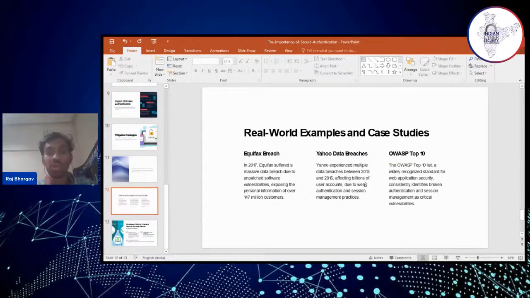As I told you, let's look at what happened in the Equifax and Yahoo data breaches. In 2017, a massive data breach happened in Equifax, and nearly 150 million customers' data was leaked. In Yahoo, billions of user accounts were compromised due to authentication weakness and session management practices.